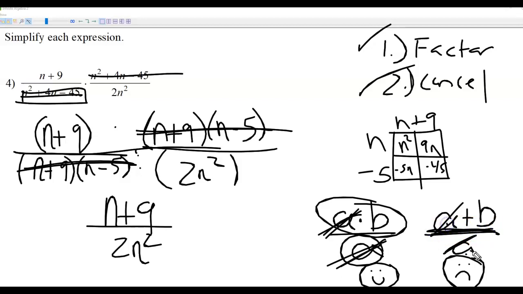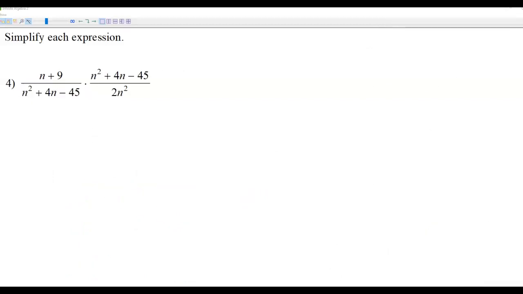So these are not similar operations, so they don't cancel. Or I guess I should say they're not inverse operations. Anyway, so there's that. So this is our final answer for that one. Go ahead and take a look at the division problem.